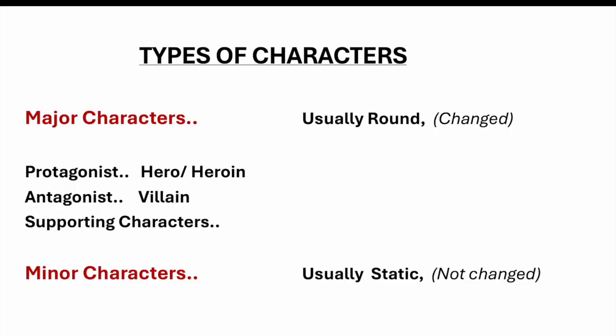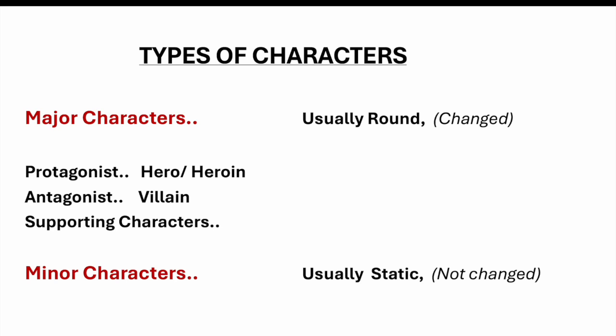We have different types of characters, major characters and minor characters. While talking of the major characters, we can easily say that these characters are usually round. Round characters are those which are changed with the passage of plot, with the passage of time. These are different at the beginning of the story, and at the end of the story their attitudes, behaviors are somehow changed.